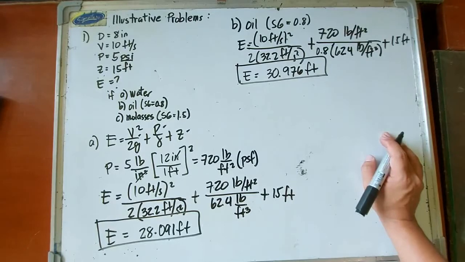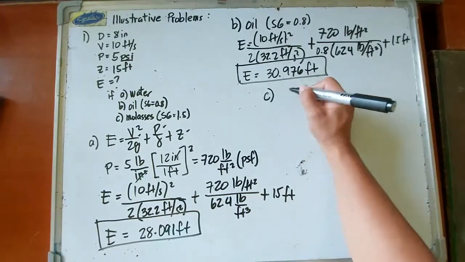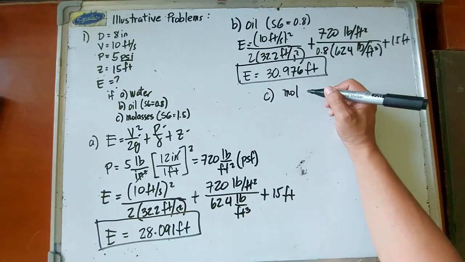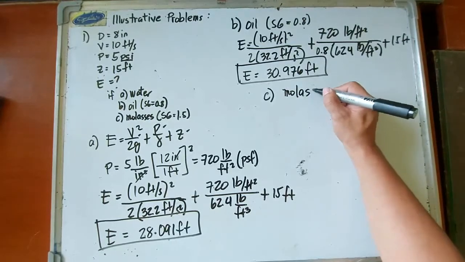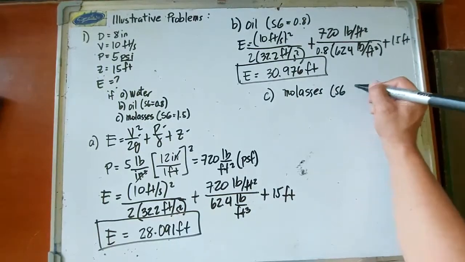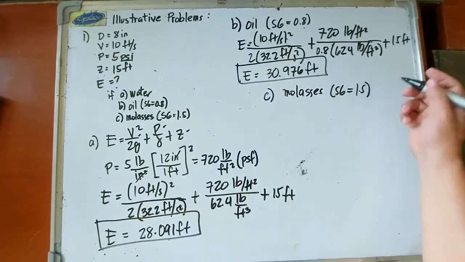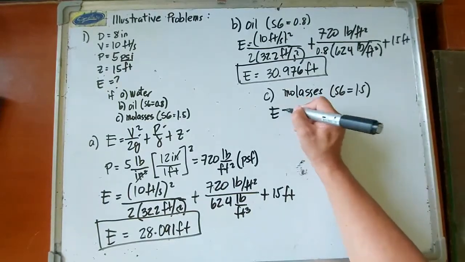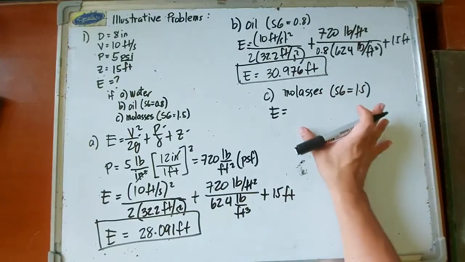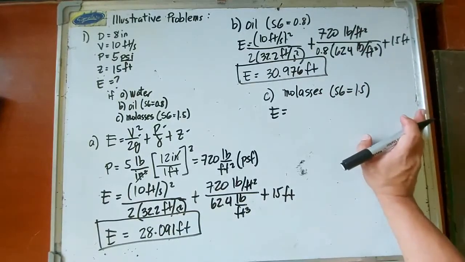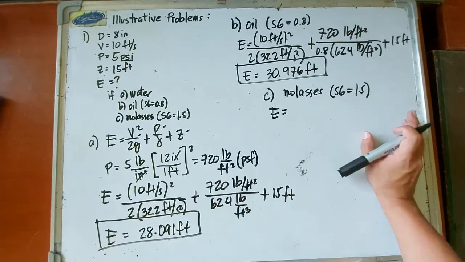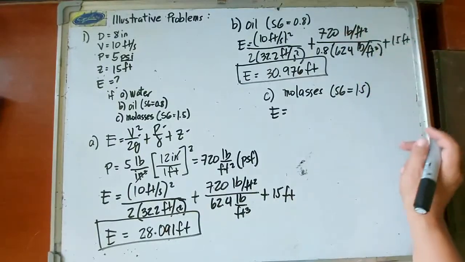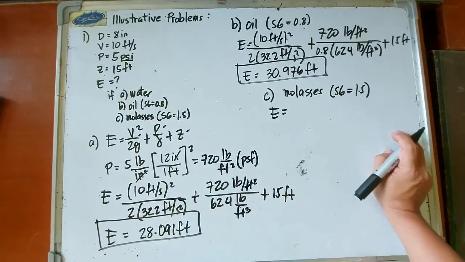Now what if the liquid is molasses? So letter C, if the liquid is molasses, how do you pronounce it? Molasses or molasses? I don't know. So the specific gravity of molasses is 1.5. Okay, so for the total energy, I will no longer put the units. I'm afraid the space would not be enough. So I will no longer put the units, but what the difference would be is the unit weight in my pressure head term.